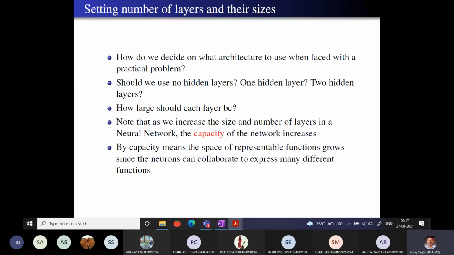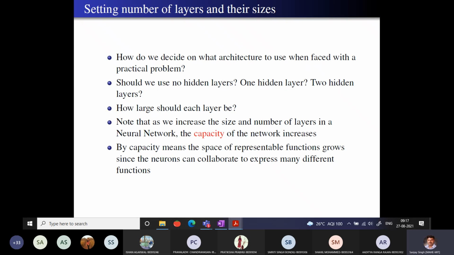Now, before this, we'll go for this particular part: how do we decide what architecture to use when faced with a practical problem? We'll see that the problem scenario itself indicates which architecture to choose. And second, should we use no hidden layers, one hidden layer or two hidden layers?